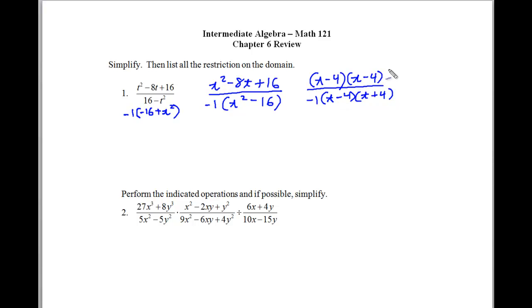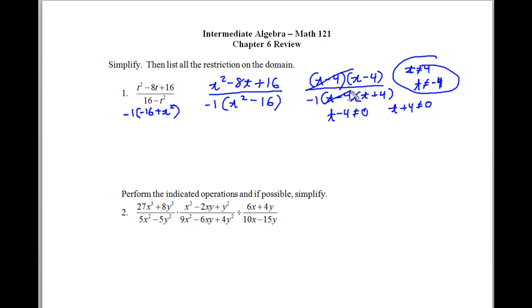Now, first of all, I would say that you should probably get your restrictions on the domain, or as I like to call them, the danger numbers, by setting these two binomials equal to 0. So t is not equal to +4 and t is not equal to -4. This was a skill that was reviewed in the first section of the Chapter 6 videos that I had to teach. But you would basically go t minus 4 is not equal to 0, and then t plus 4 is not equal to 0. By solving for t in both of these situations, you get the two restrictions on the domain. So these are your two restrictions on the domain, and now we're going to continue to simplify.